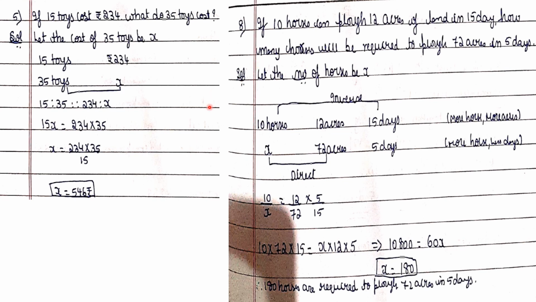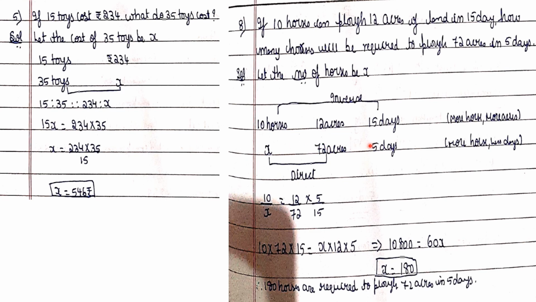Here it is to be understood that 35 toys take 546 rupees as the overall cost. Next, if 10 horses can plow 12 acres of land in 15 days, how many horses will be required to plow 72 acres in 5 days? You don't know the horse value, so here you have 3 pieces of information. Take the horses as x. You have 10 horses, 12 acres and 15 days. So you have to find out how many horses are required for 72 acres in 5 days.